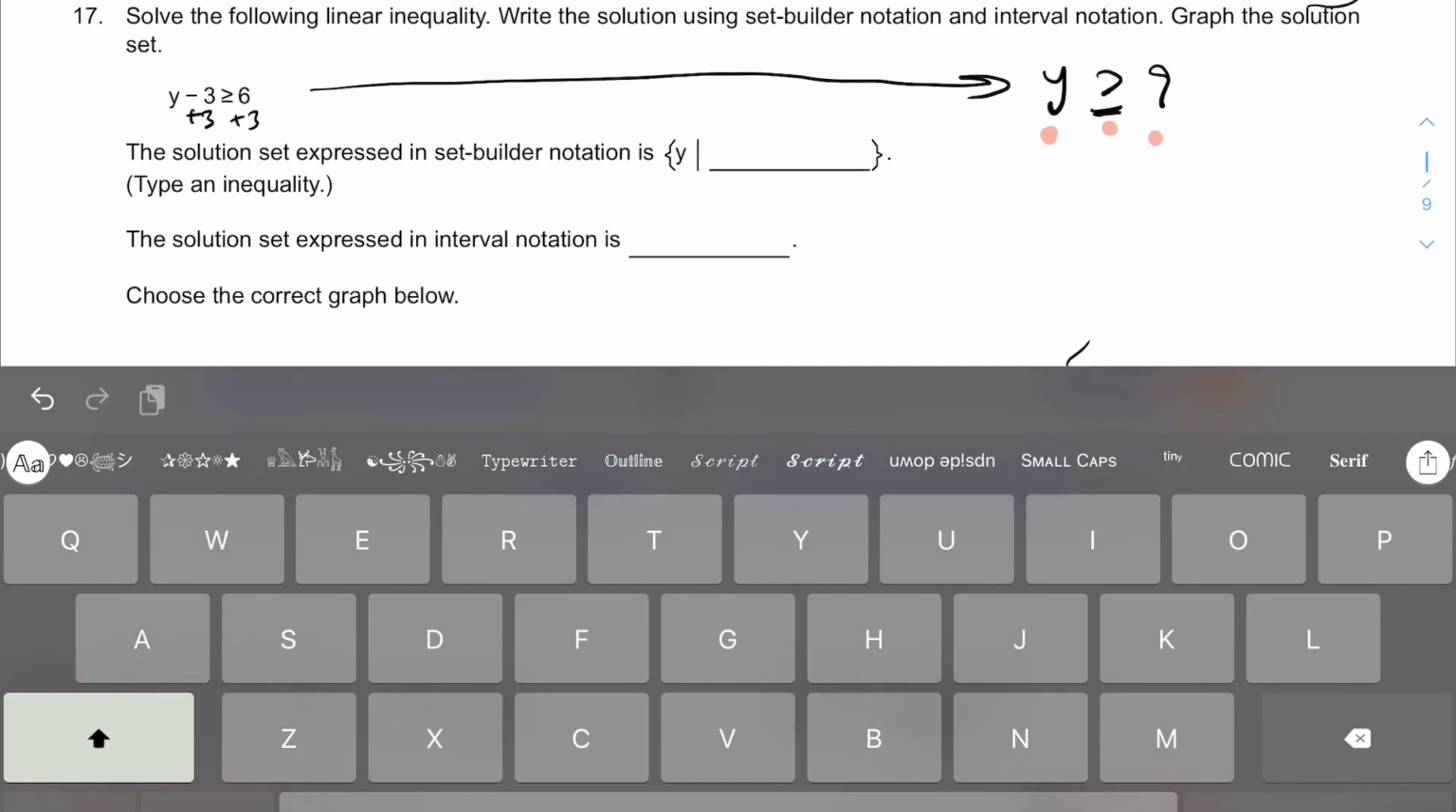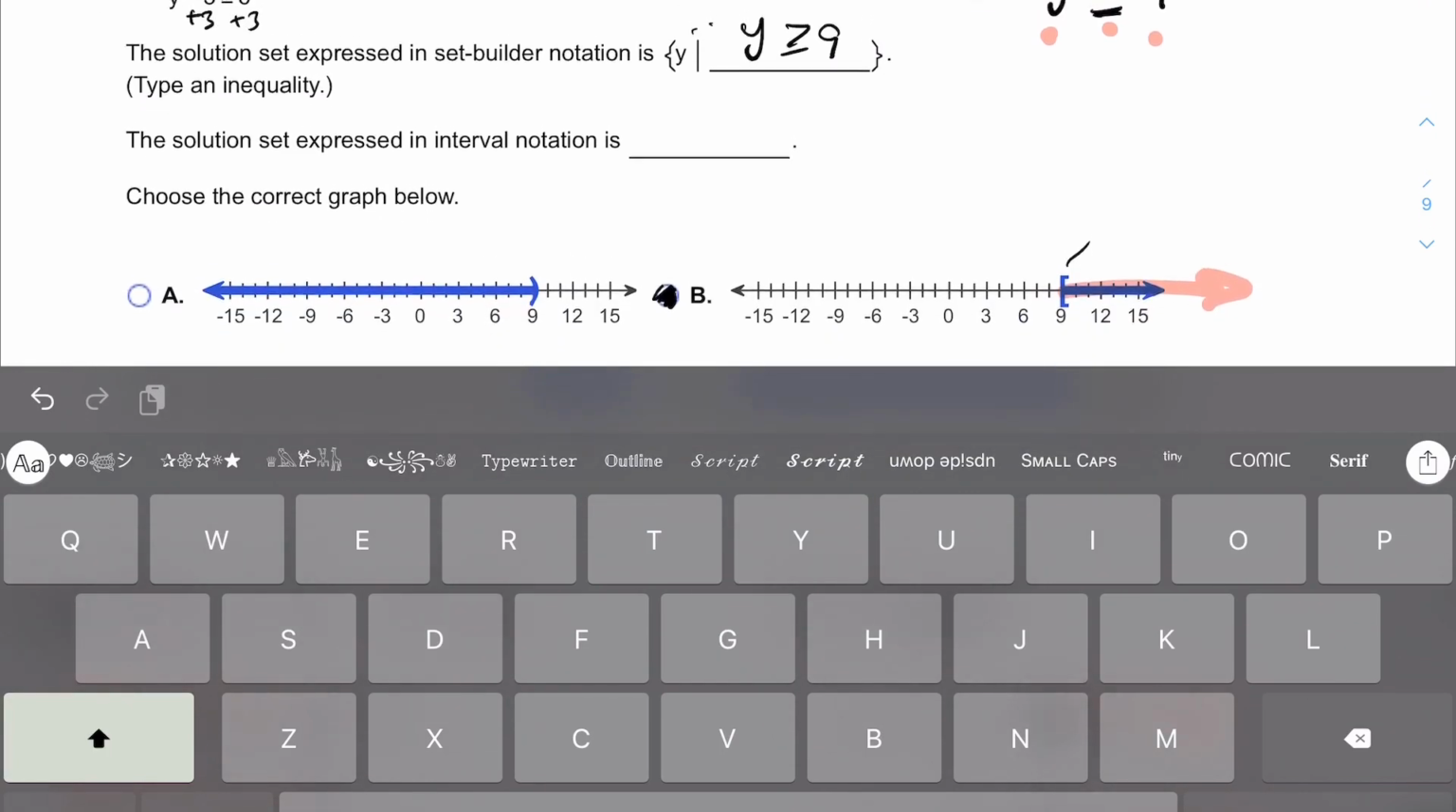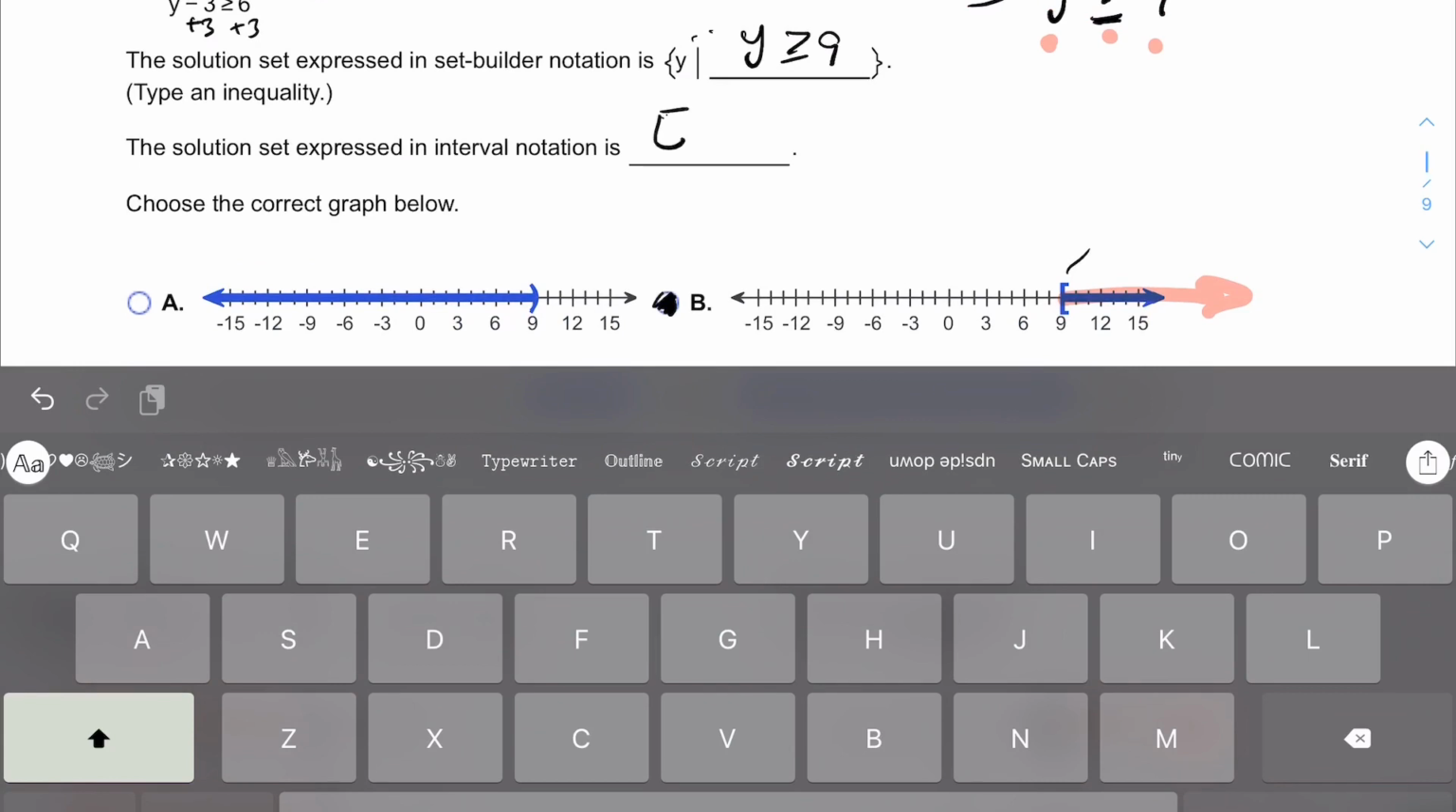My set builder notation is the set of all y such that y is greater than or equal to 9. And the solution set expressed as interval notation is just going to be closed at 9, the smaller value on our interval, going all the way up to positive infinity, and that's got to be open. And that is it.